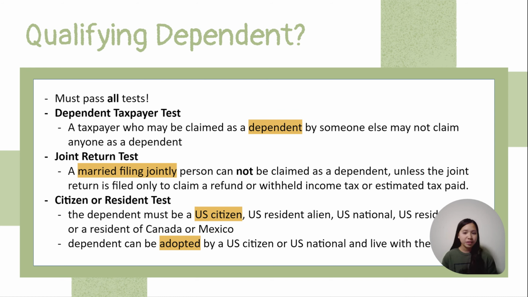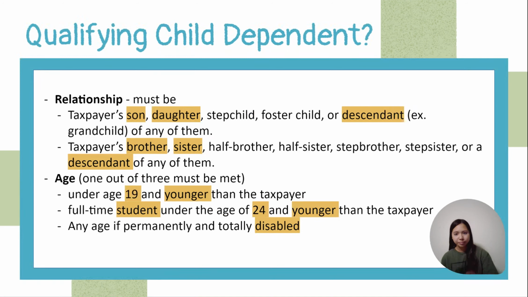If any one of these tests is failed at any point, then the person that is trying to be identified as a dependent is not a dependent, and the taxpayer cannot claim them on their tax return. So after you pass those three basic tests to be even considered as a qualifying dependent, then we see what kind of qualifying dependent you are. Are you a qualifying child or a qualifying relative? And to do this, we go through another series of tests.